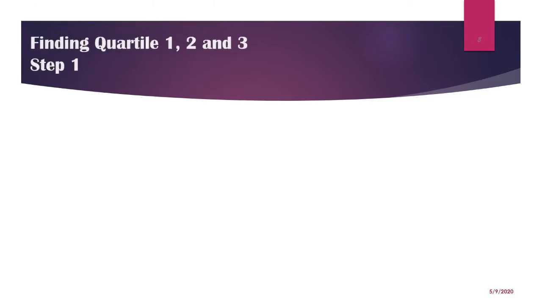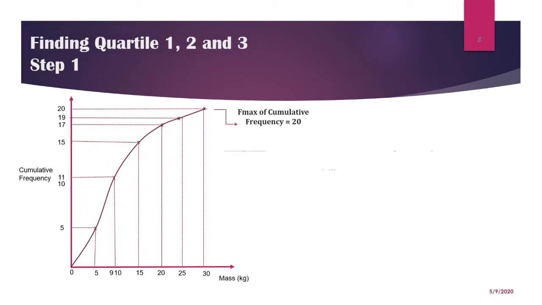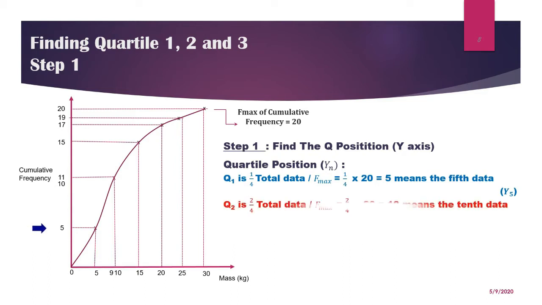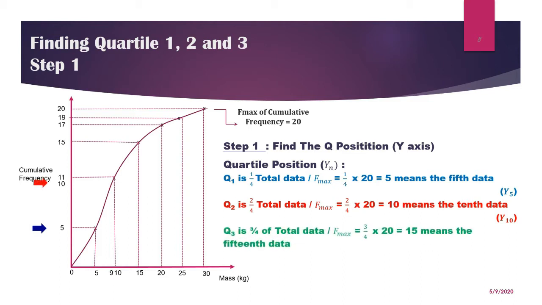Okay, go to the example. Finding quartile 1, 2, 3. Based on the data listed above, we can find the position on the y-axis. The Q1 quartile position lies on 5, meaning the fifth data. Look at the diagram, the blue one. And Q2, 2 over 4 of the total data, or 10, meaning the 10th data. Look at the red color. And Q3 is 3 over 4 of the total data, or 15, meaning the 15th data. Look at the green one.